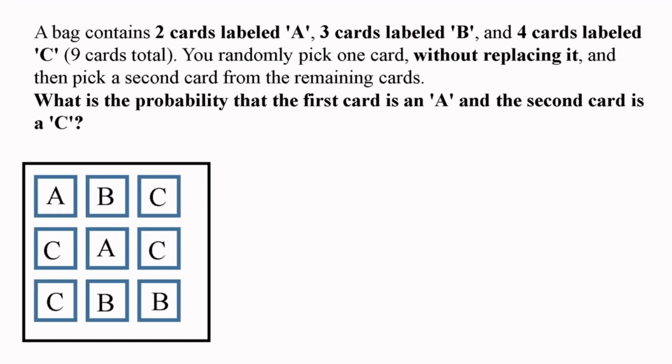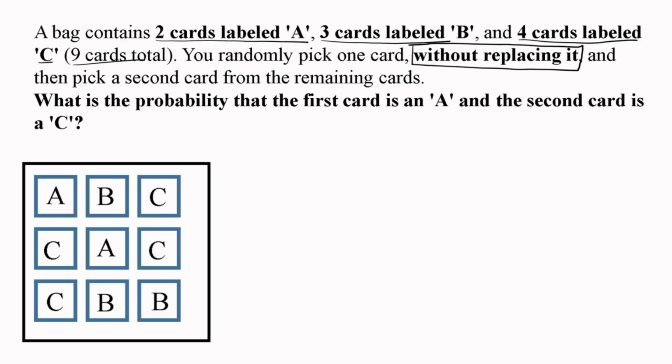Look at the first example. We have a bag that contains 2 cards which have A written on them, 3 cards of B, 4 cards of C. In total, I have 9 cards. You randomly pick 1 card without replacing. What does it mean without replacing? It means we have dependent events, okay? If it was written with replacing, in that case, it was independent events. And then pick a second card from the remaining cards.